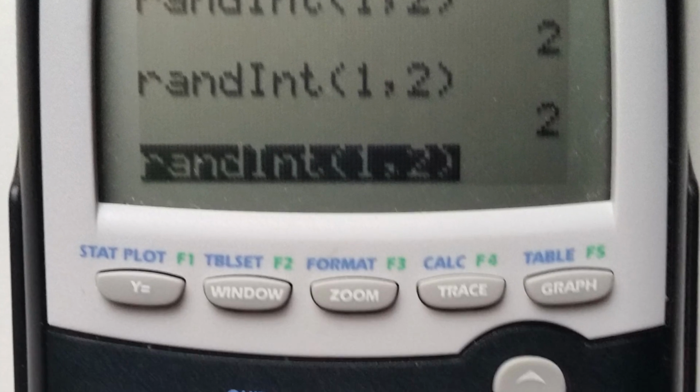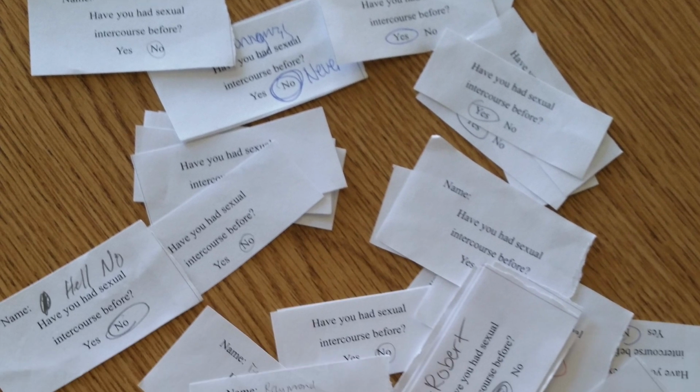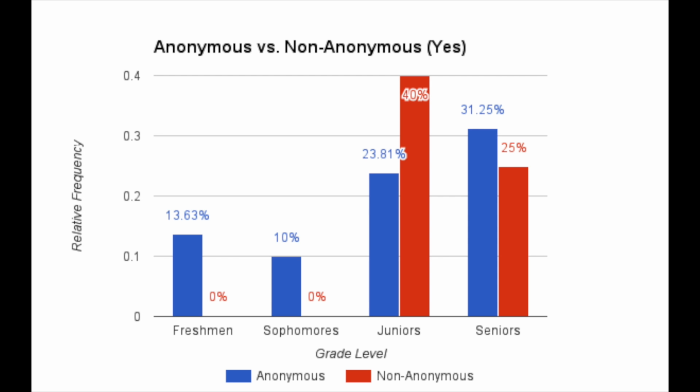We went to the chosen homerooms on the same week and didn't go on Wednesday because some students could come late to homeroom and wouldn't be counted in the survey. We also switched between giving anonymous and non-anonymous surveys. We graphed the data in relative frequency because not all grades have the same number of homerooms.